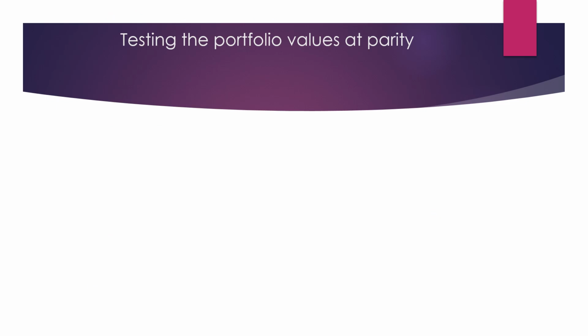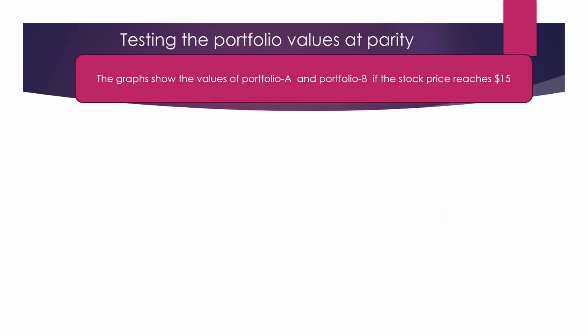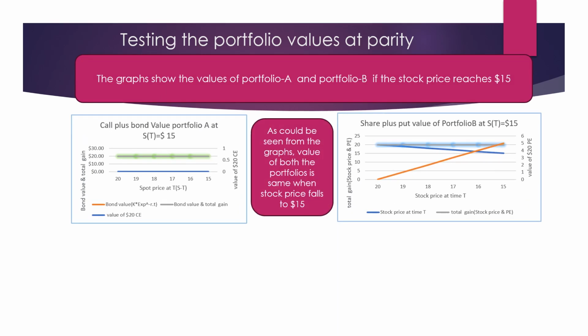Now let's test the second case where share price falls. The graphs show the values of portfolio A and portfolio B if the stock price reaches $15. In the first case, where the portfolio contains call plus a bond, as the bond is risk-free, it reaches $20 worth, and the call is worthless because the share price has fallen below the strike price, so the total portfolio value is $20. In the second case, the portfolio contains share plus a put at $20 strike on that. Now since the share has reduced to $15, the put value has become $5, the difference between strike price and the share price, and both add up to $20.